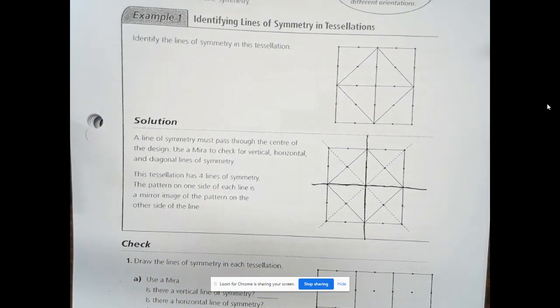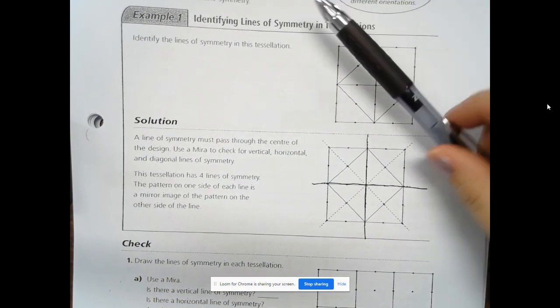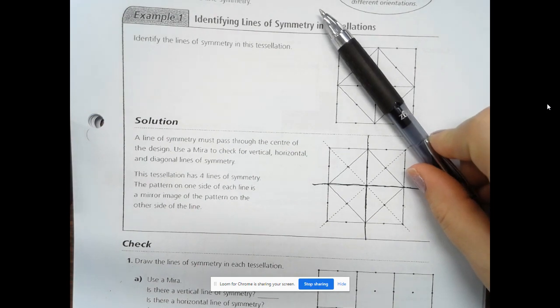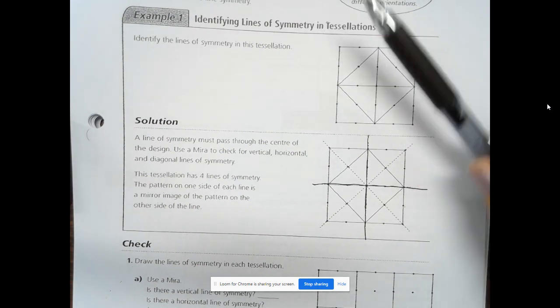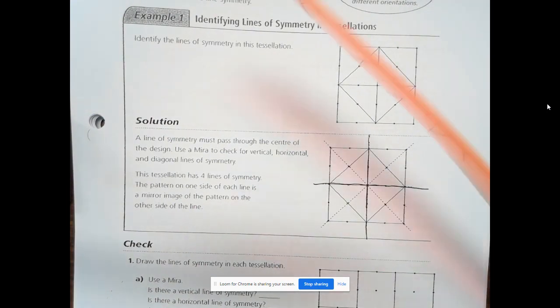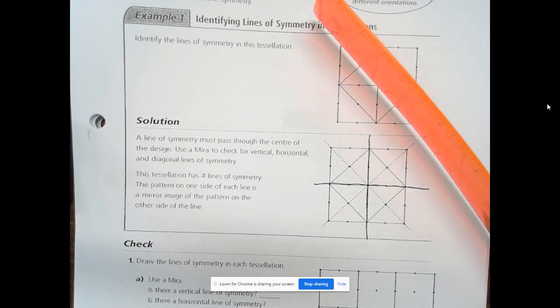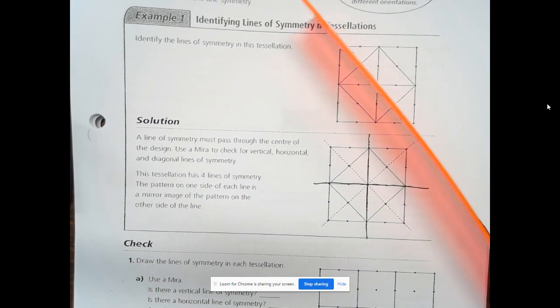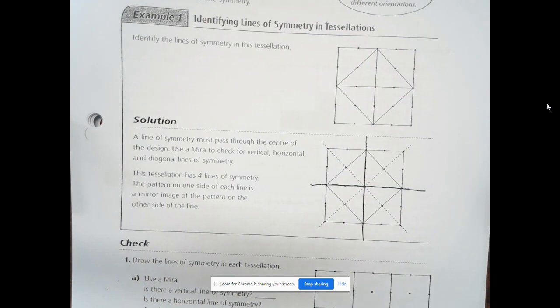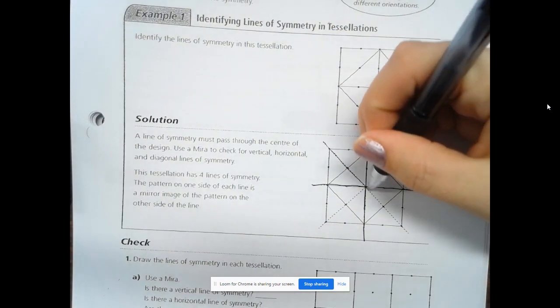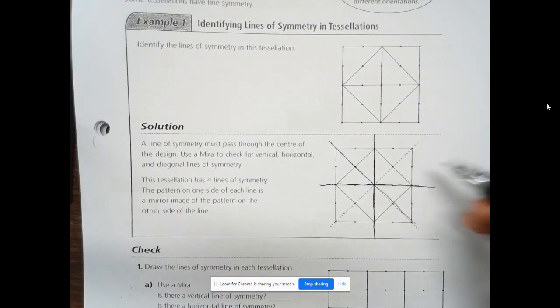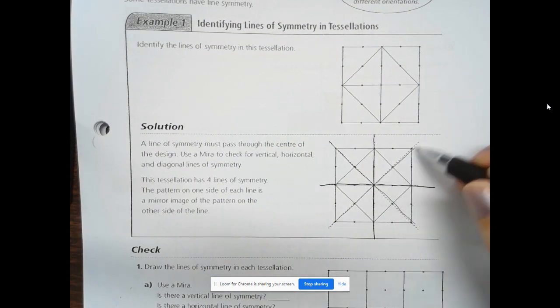Okay. As it is a square, I can also look to see if there is any diagonal lines. So if I were to cut it across the center in the middle, and maybe it'd be better if I just took like a ruler, and you can see that on both sides of the image, it is exactly the same image. So I know that I can also cut it diagonally this way and this way.